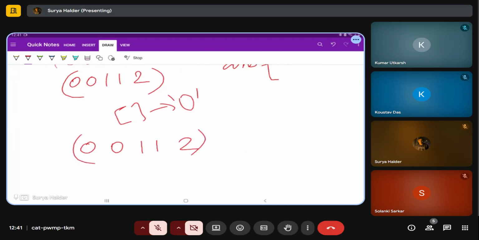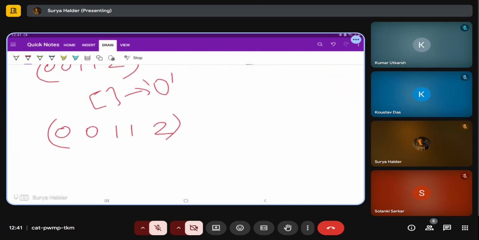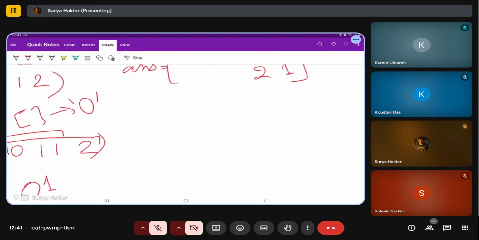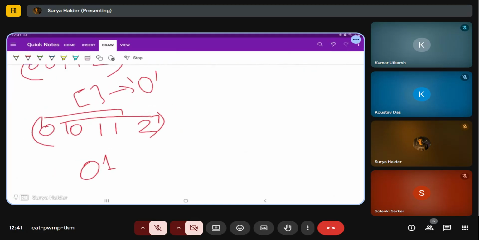So for 4, how many means I will be removing 4 elements from my array. So if I remove 4 elements, then either I can remove these 4 elements, and then I get my answer as 1. Or if I remove these 4 elements, then I get my answer as 0. So then my number of answers is 2.